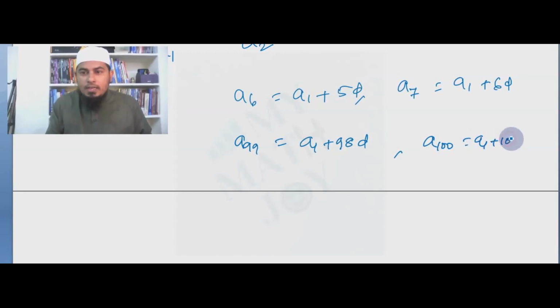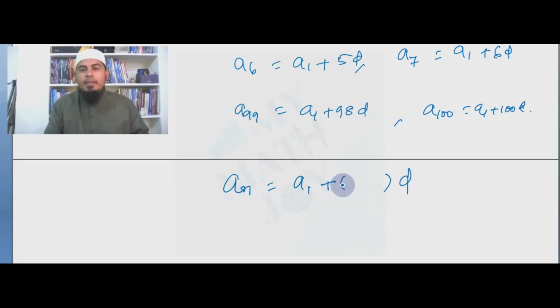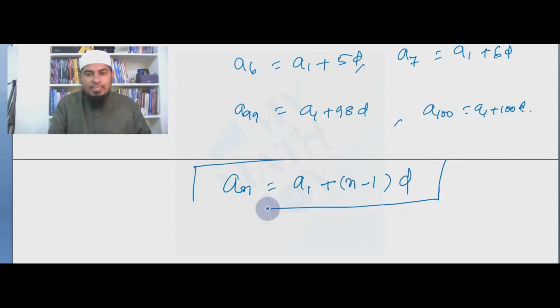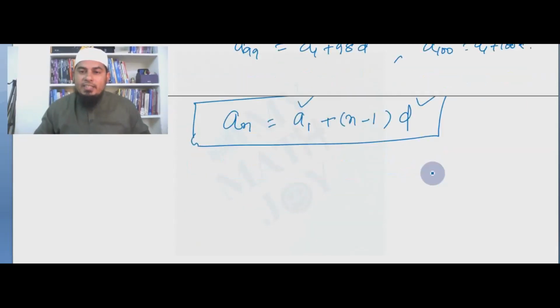If I write an, what can it be? a1 plus, just one less than n, so (n minus 1)d. So this is the formula we made to find any term when we have the first term and a fixed number by which we add and proceed to get the next numbers.